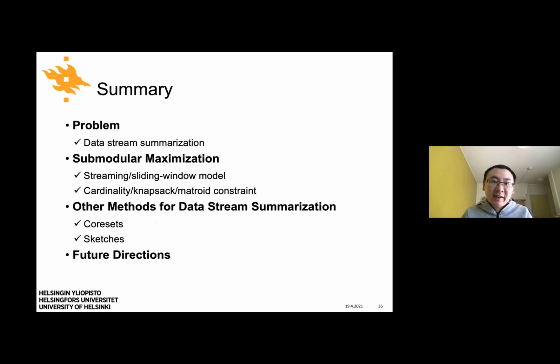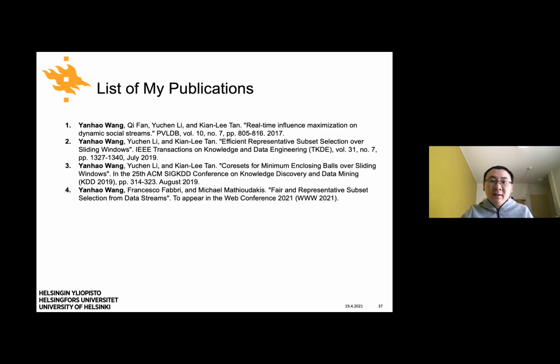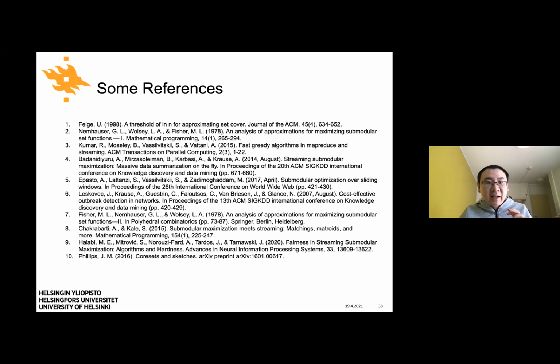Here is a summary of the talk today. We talk about the problem of data stream summarization. We first focus on the main method for streaming data summarization via submodular maximization. We talk about the insert-only streaming and sliding window model, and the problem under the cardinality, knapsack, and matroid constraints. We also briefly introduce other methods for data stream summarization, which are coresets and sketches, and also give some possible future directions for this problem. Here is a list of my publications on this topic, and the other references used in this talk.